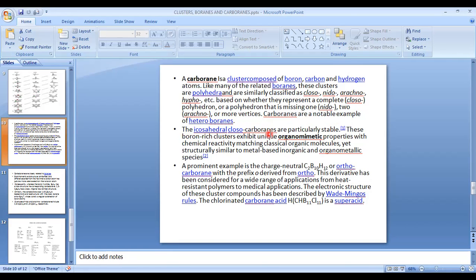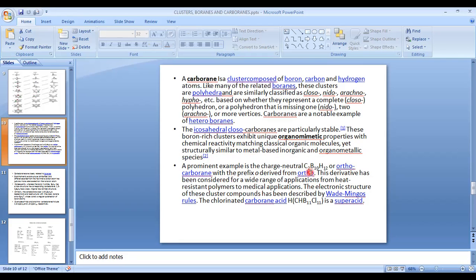Icosahedral closo-boranes are particularly stable, and these boron-rich clusters exhibit unique organomimetic properties. Organomimetic means similar properties. That means these carboranes exhibit similar properties to that of organic compounds, like chemical reactivity, and are structurally similar to the metal-based inorganic compounds, the organometallic compounds.